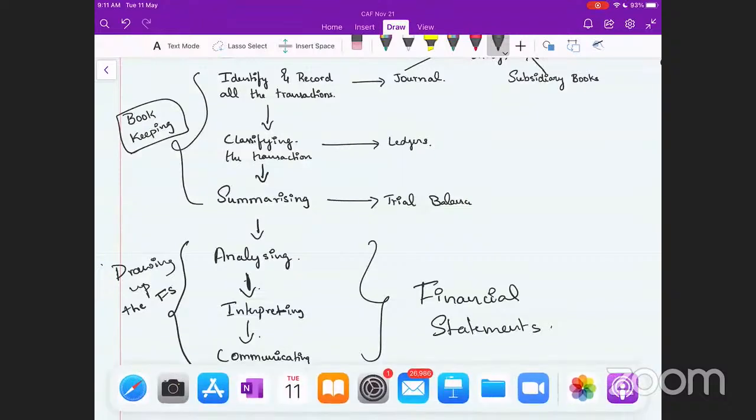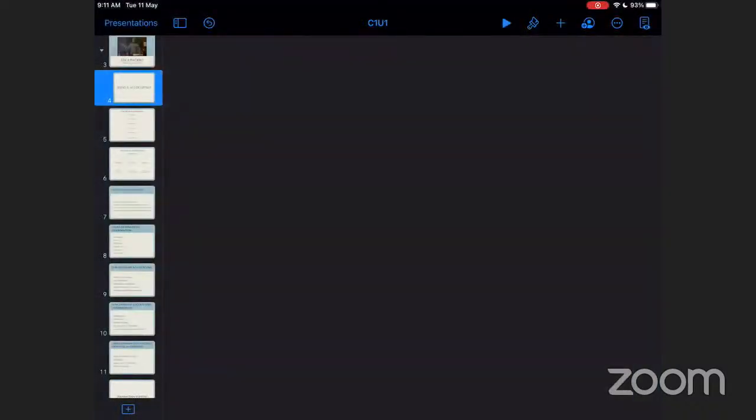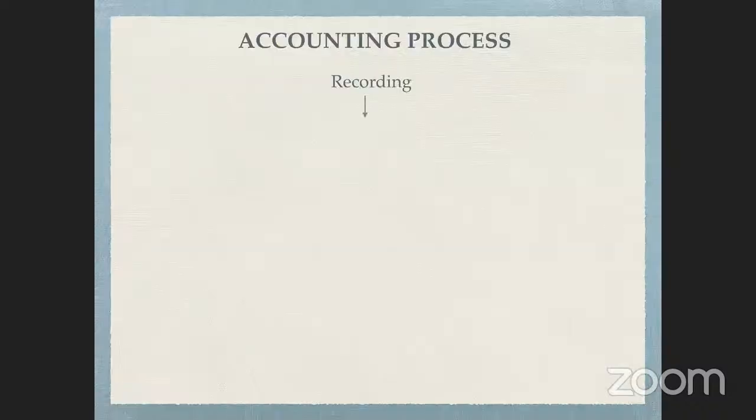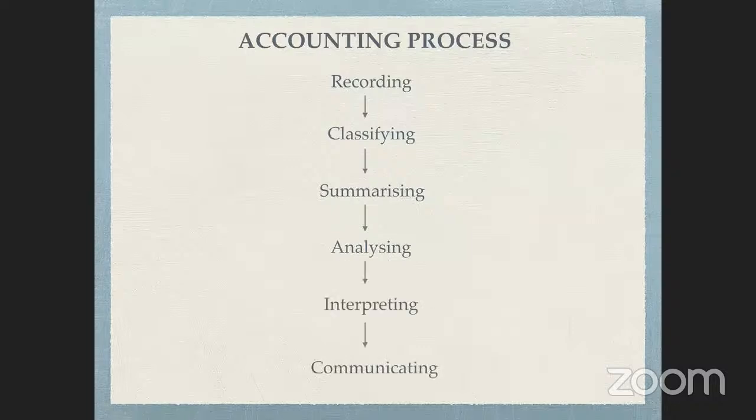Okay, so we have finished the accounting process. We started with recording. Just a quick brush up of what we did over there: recording, classifying, summarizing, analyzing, interpreting, and finally communicating. These are the different steps in accounting, or the components of the accounting process.